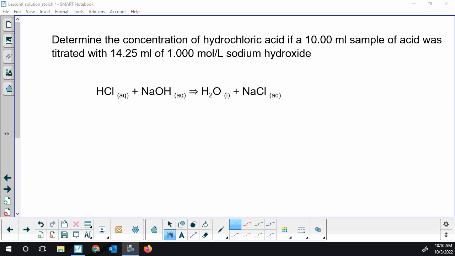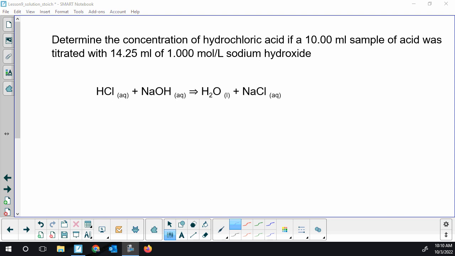So the theme is going to be titration analysis. I'm going to do two examples. The first one is as simple as you would see on an assessment. The second example would be as complex as you'd see on an assessment. So you're going to see the two extremes.